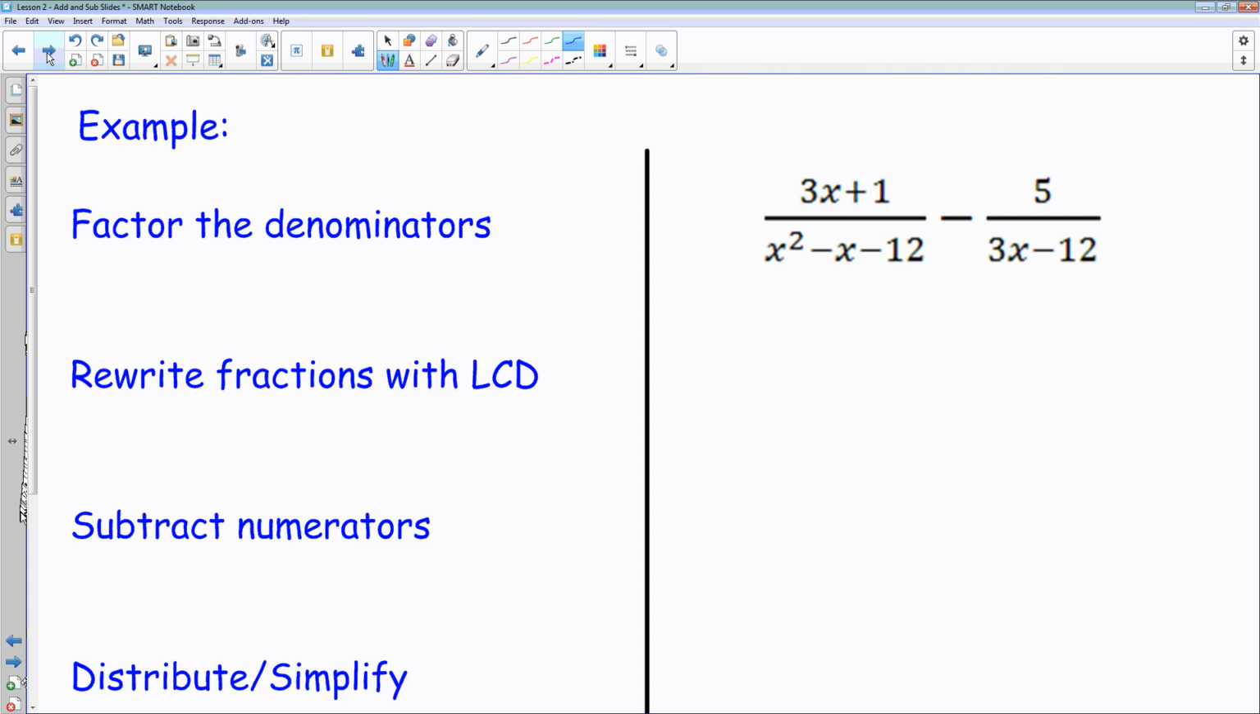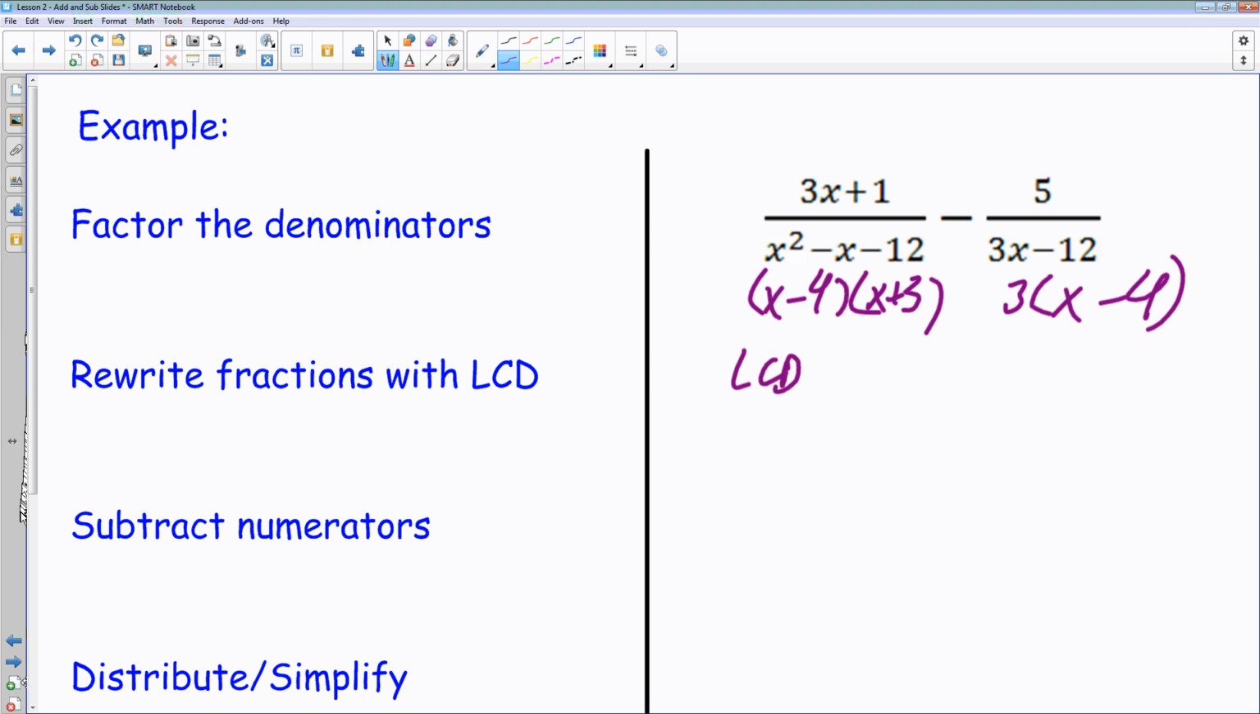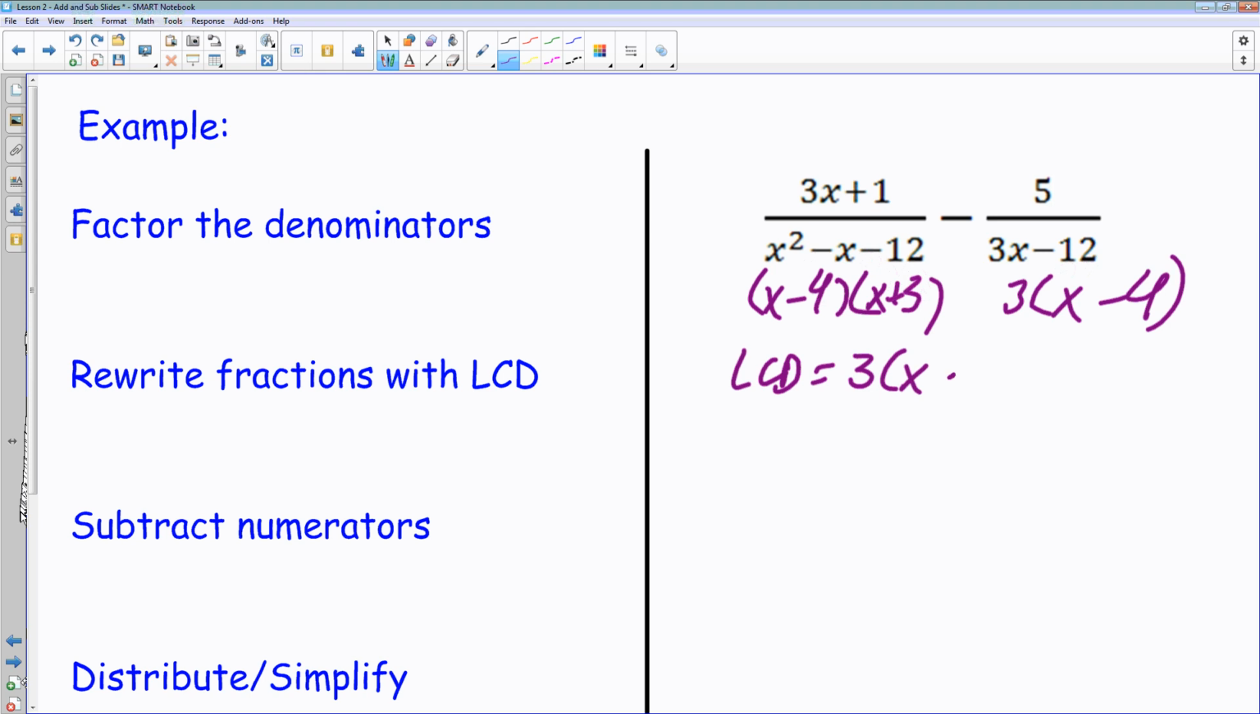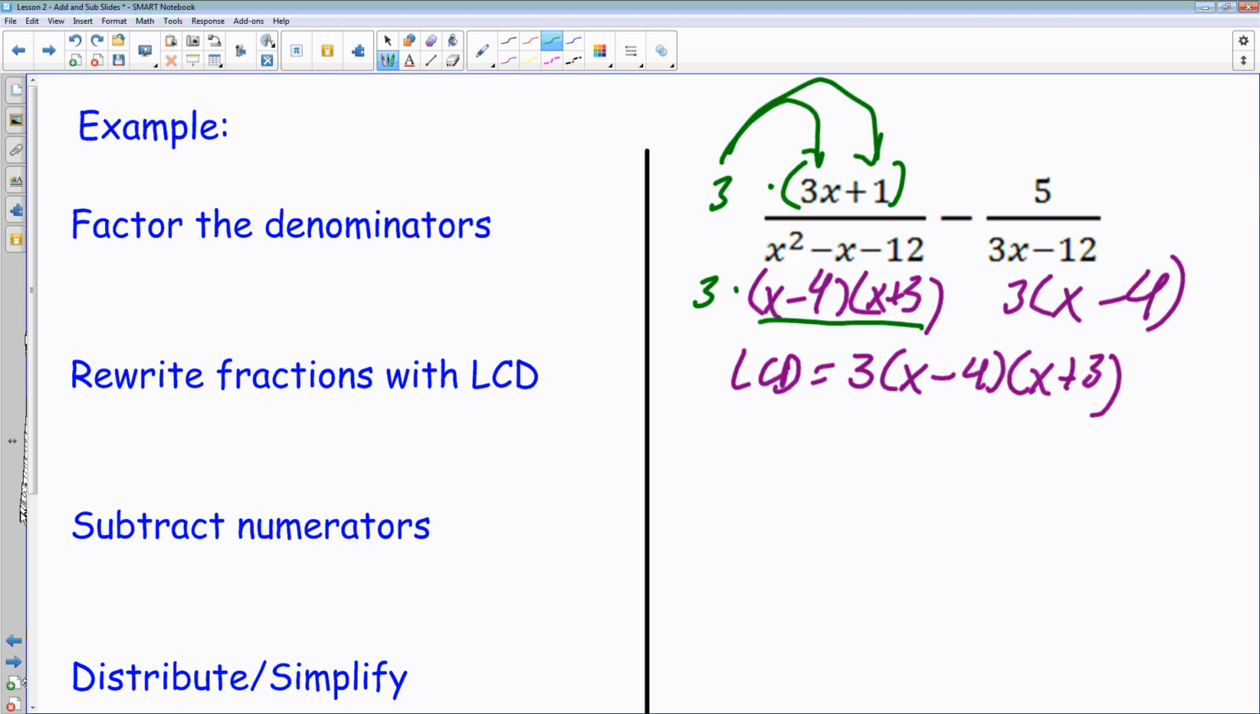All right, so let's take a look at this example. Now we've already factored this. I did that on the slide, 2 slides previously. So we get x minus 4, x plus 3. So my LCD, remember, combination of all my possible factors, and that would be 3, x minus 4, and x plus 3. So my first fraction, if you look at this compared to the LCD, the only thing I'm missing is the 3. So that's what I have to multiply by in my numerator. Now don't forget, okay, to distribute that because my numerator is a binomial.